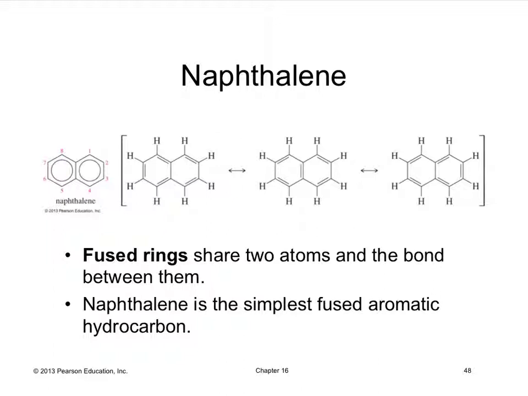In the first case, you can have electrons move as such, yielding this compound, and then you can have electrons move again as such, yielding this compound on the right.